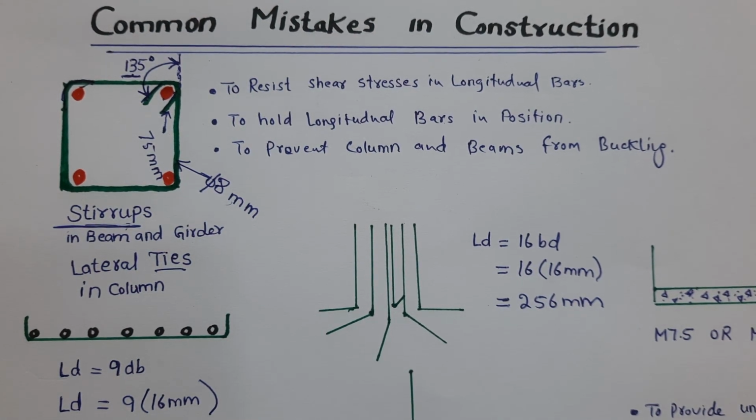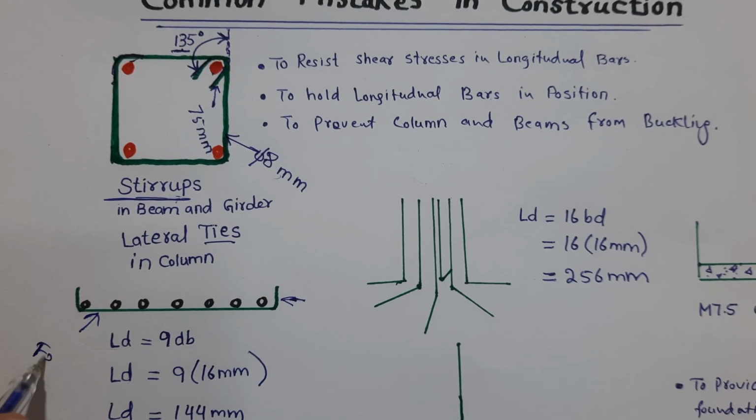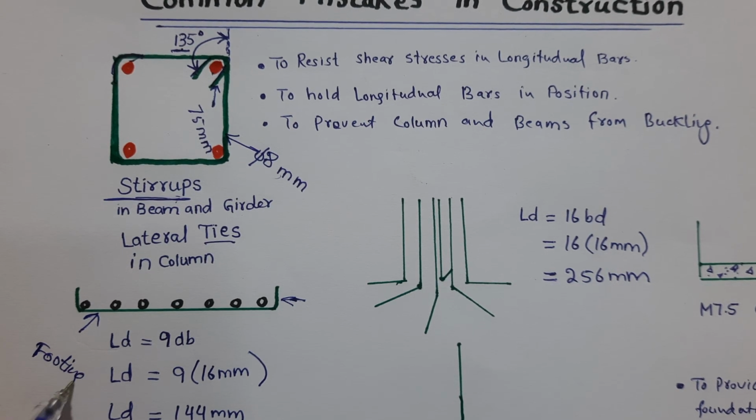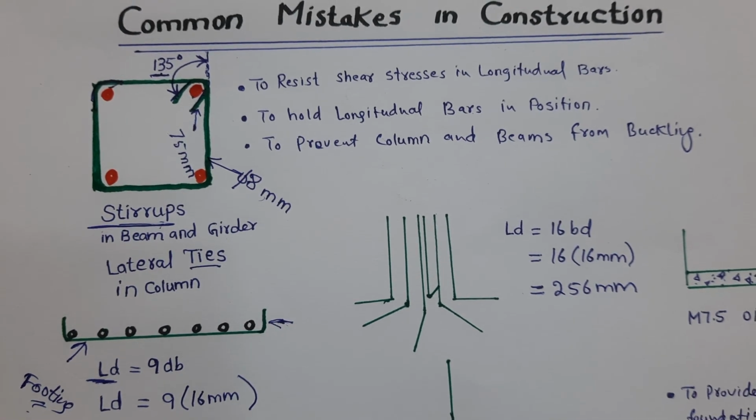The next one is, guys, here you can see clearly these hooks, because this is the footing. Let me show you the footing mesh, the footing steel reinforcement. So this is called LD, or you can also say development length.